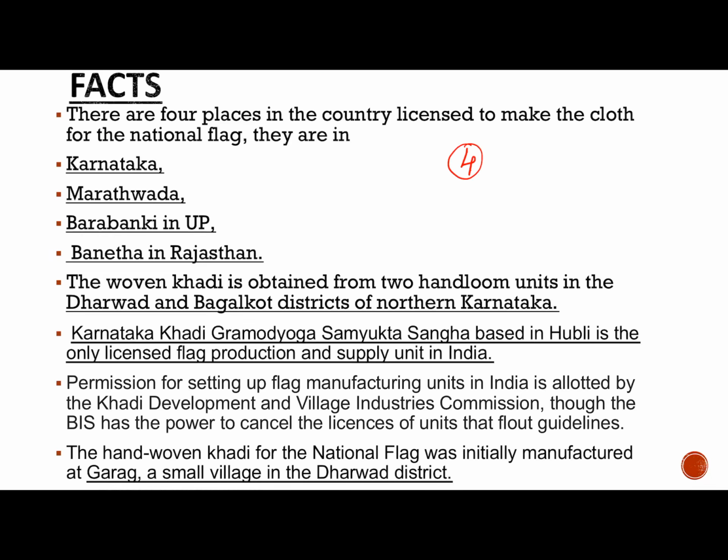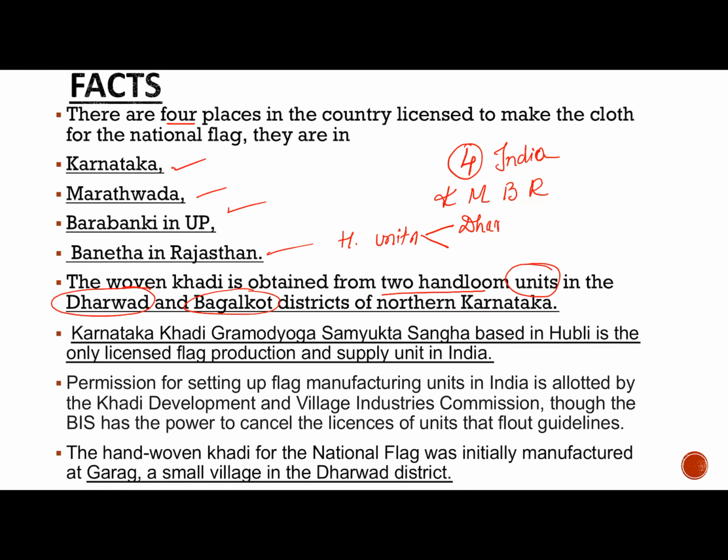Where exactly do they produce or manufacture this flag? Anywhere? No. In India, there are only 4 places where the government has given the license to manufacture the national flag. That is Karnataka, Marathwada, Barabanki in Uttar Pradesh, and Rajasthan. And this is very important, my dear aspirants: there are 2 handloom units in the Dharwad and Bagalkot districts of northern Karnataka.